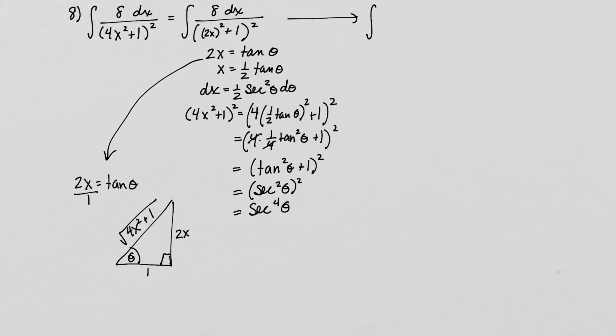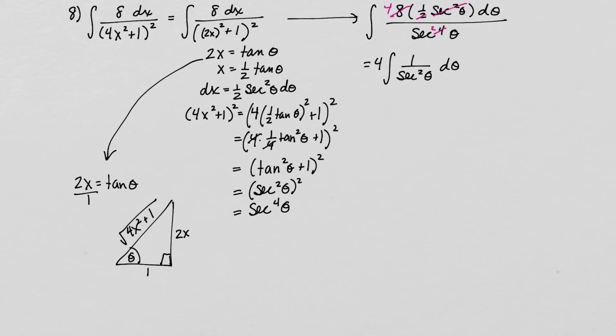So I have the integral of 8 dx, which is 1/2 secant squared theta d theta. And then on the bottom, I just have a secant to the 4th theta. So in this case, the 8 and the 2 are going to cancel, leaving a 4. These two secant squareds cancel out 2 of these. And so we're left with 4 times the integral of 1 over secant squared theta d theta. But 1 over secant squared theta is just cosine squared theta. So 4 times the integral of cosine squared theta d theta.